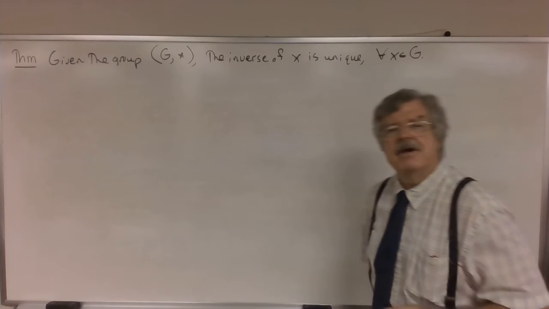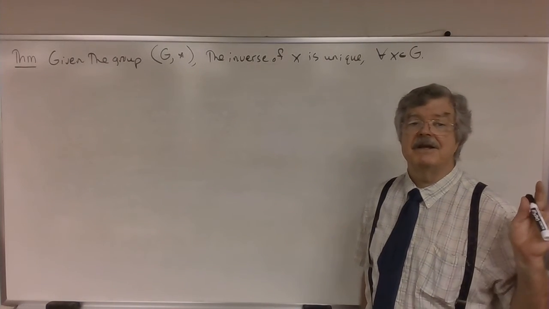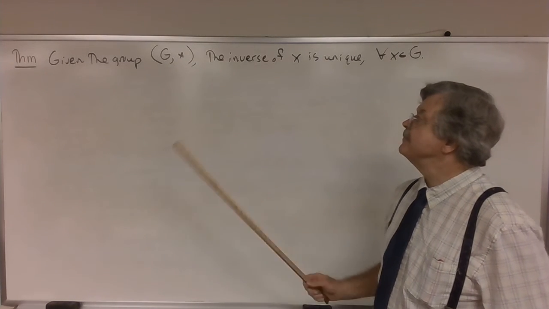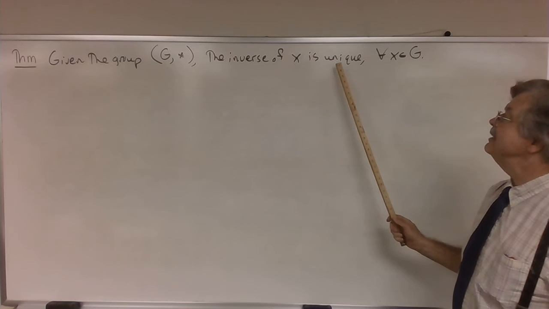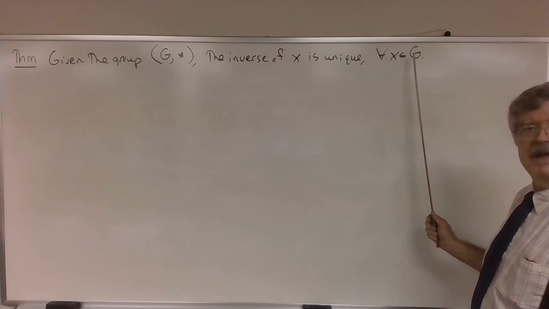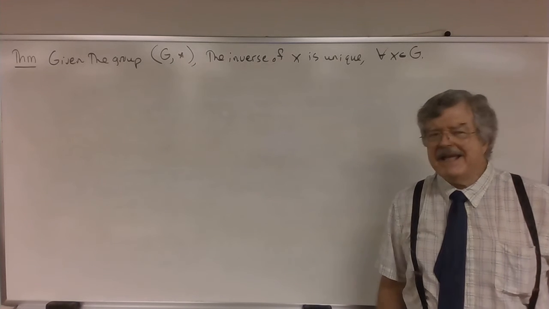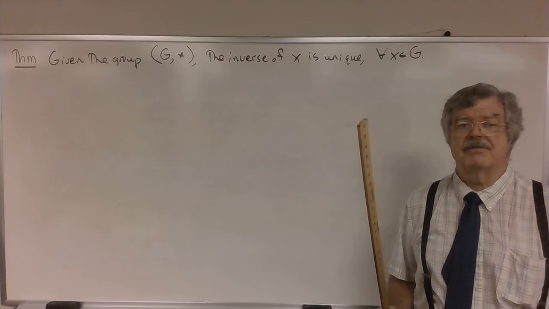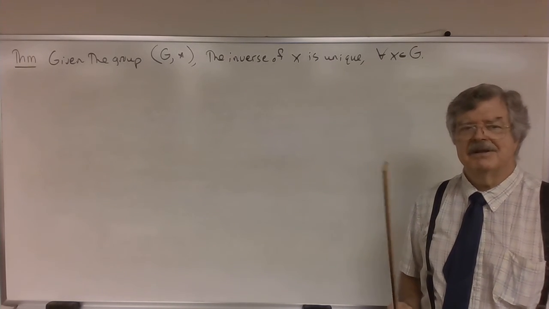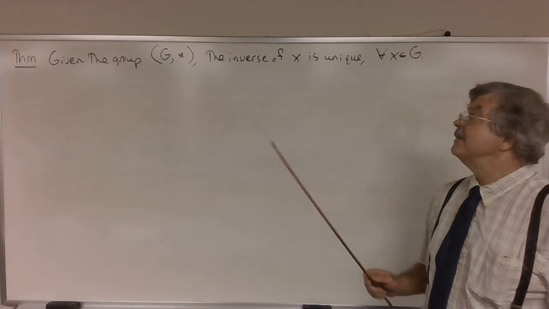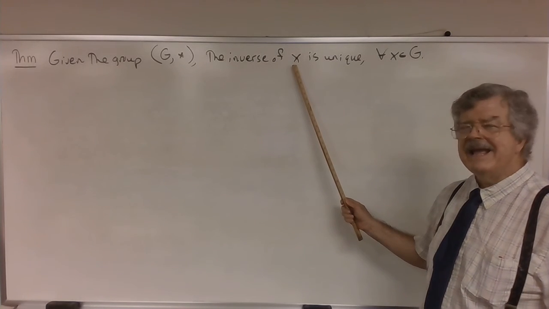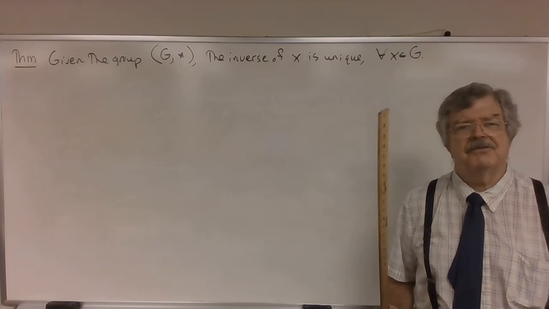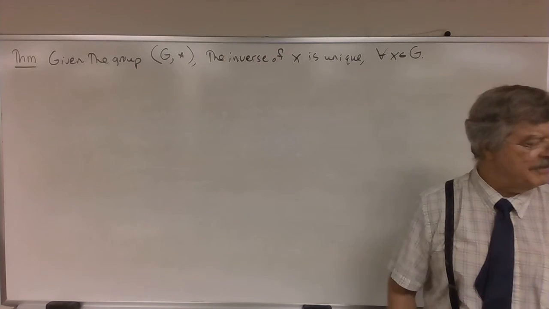Here we're about to do another classic proof involving uniqueness. Given the group G star, the inverse of X is unique for every element X in G. So take any element X in the group G. It has an inverse. It has to, in order for the group to be a group. But it's going to be the case that the inverse of X for any element in the group is unique. And we use the same trick we just used in the previous theorem.